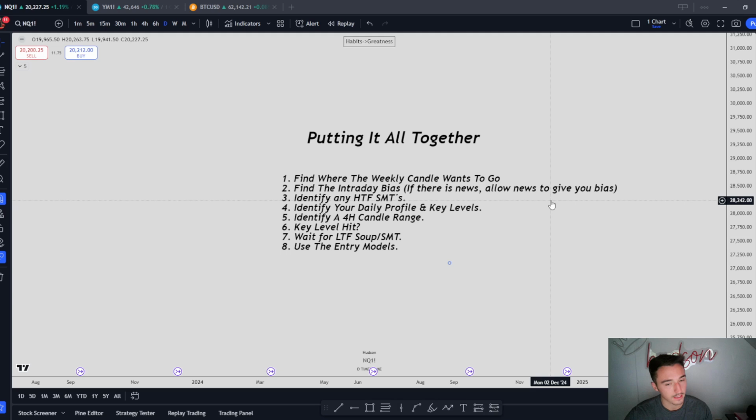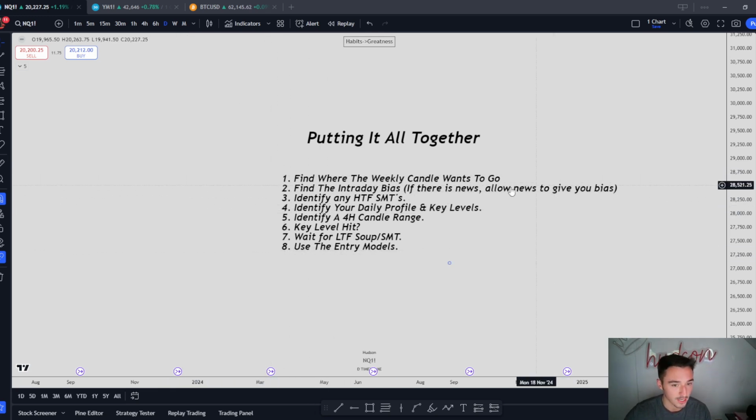Right here is basically all I use, right? I'll find where the weekly candle wants to go during Sunday night, or I'll do it Monday morning. And then I don't really look at the weekly chart. I'll keep in mind I think the weekly candle is going to be bullish, and then I don't look. So then it's just step 2 to 8, right?